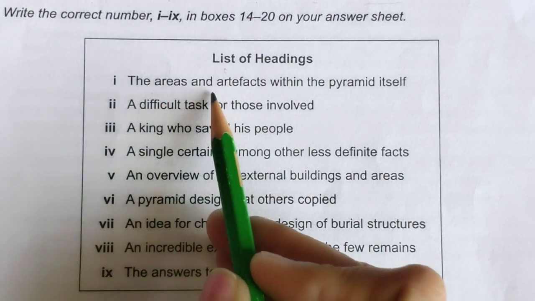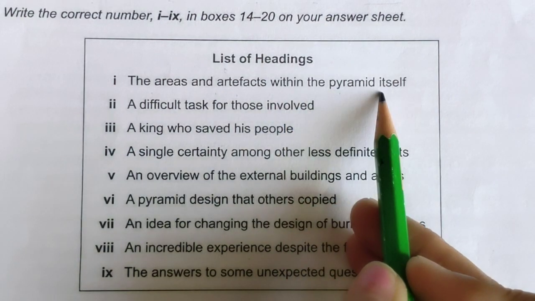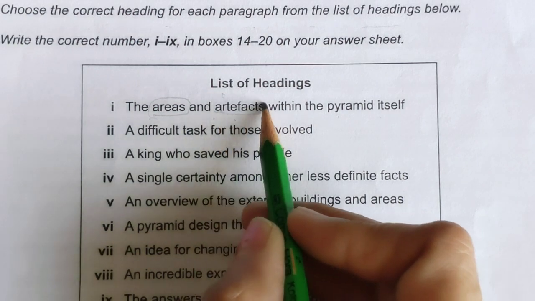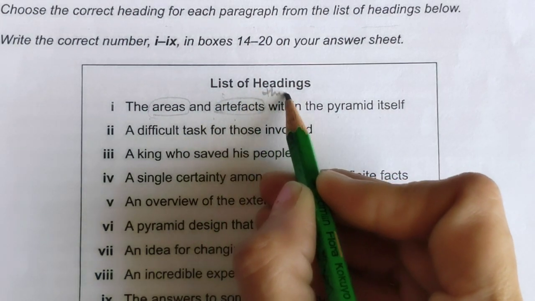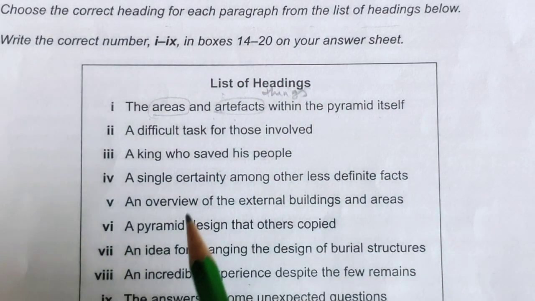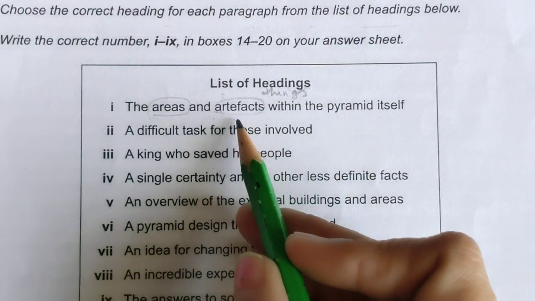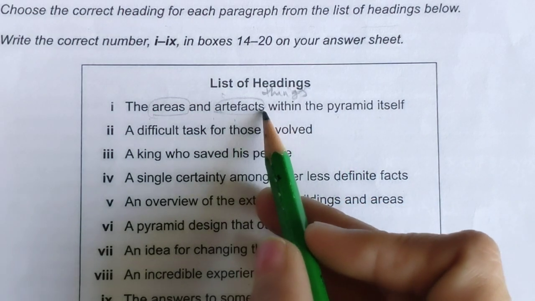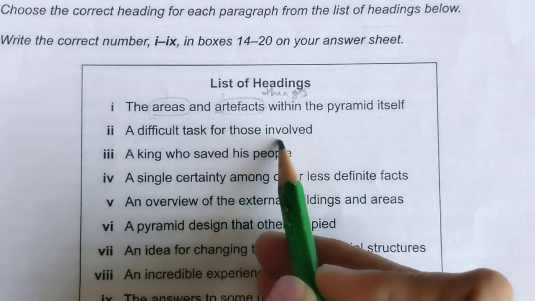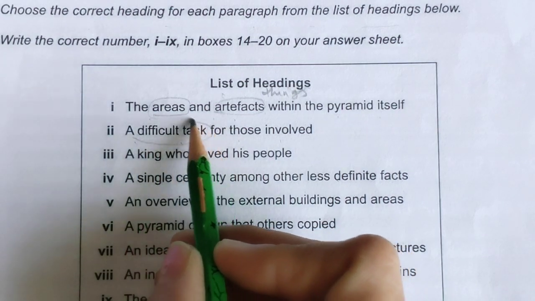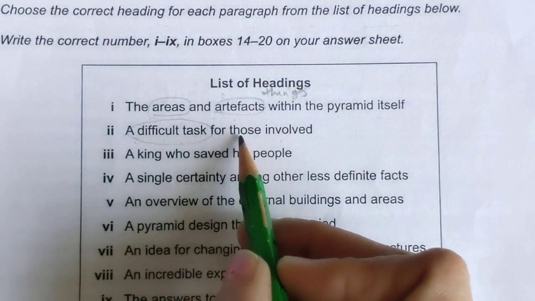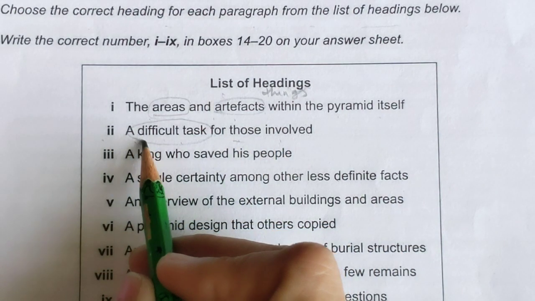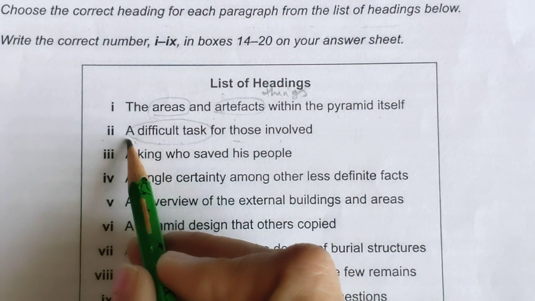The areas and artifacts with the pyramid itself. Okay, they may be talking about some areas and artifacts, some old things relating to the ancient time. A difficult task for those involved. Okay, they may be talking about some difficult thing for those involved. In a paragraph, if something like a difficult task is given, then that would be the answer.